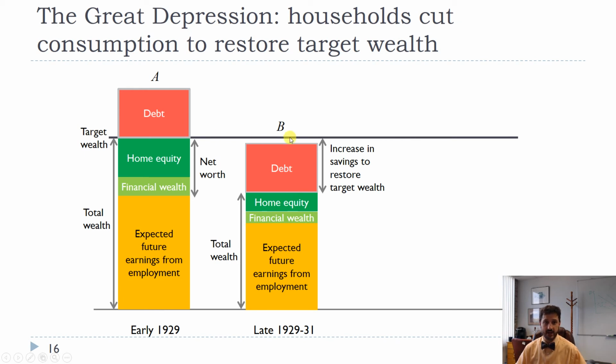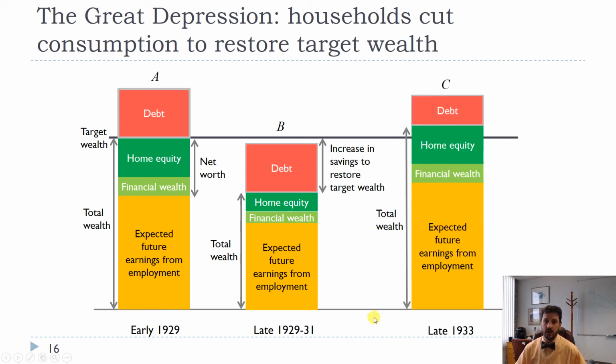And if we want to get back up to that target wealth, then we need to increase our savings and reduce consumption spending. And of course, we know that that just makes things worse. And so, by late 1933, things had recovered somewhat, but they still had a long way to go in terms of getting the unemployment rate back to where it was and getting people working again.